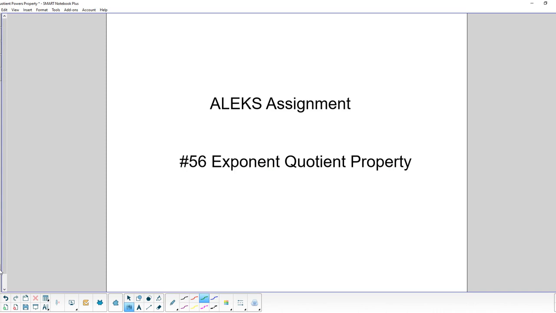Okay, so today's assignment is number 56, exponent quotient properties. So give it a try. I think you'll like it, and it's just one more tool in our arsenal to solve exponents.